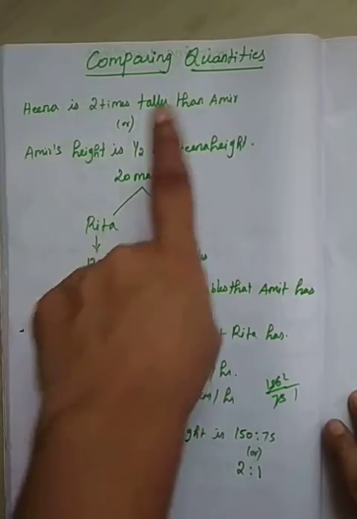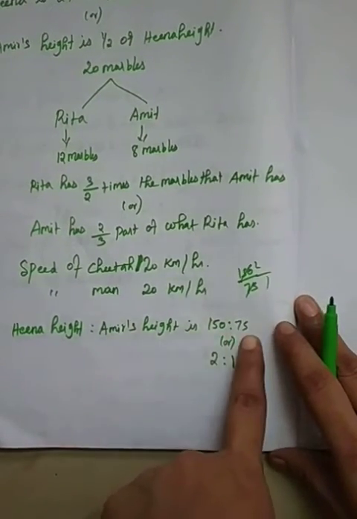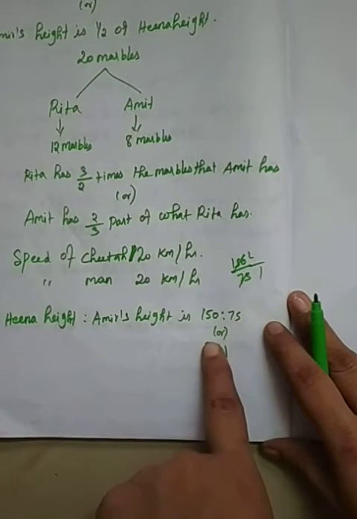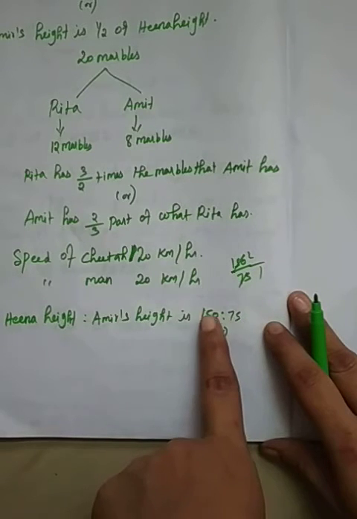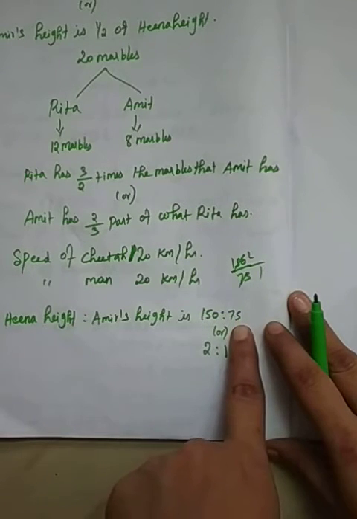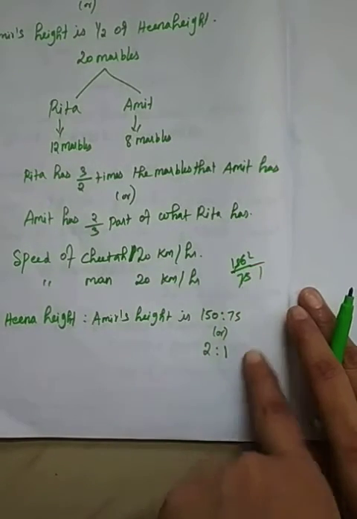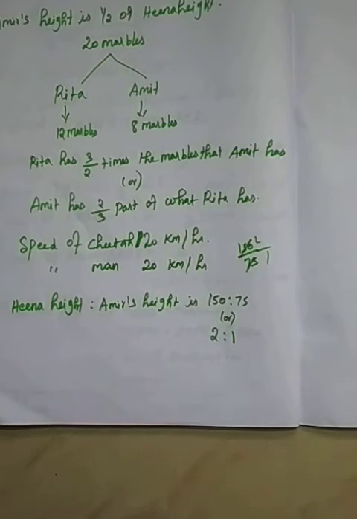That is the first example. So we have to take Hina's height 150, Amir's height is 75. So 150 is to 75. That means 2 times. See, Hina is 2 times taller than Amir. So simplifying that one, we will get 2/1. In this 2/1 we have to write 2:1. Clear? Okay. Can you now write the ratios for the other comparisons?